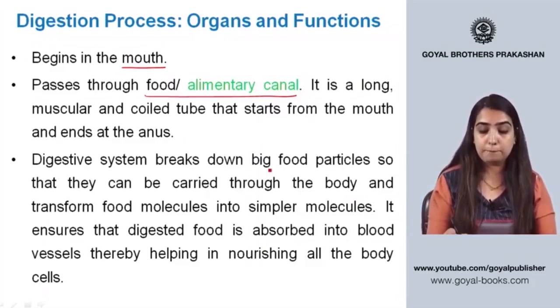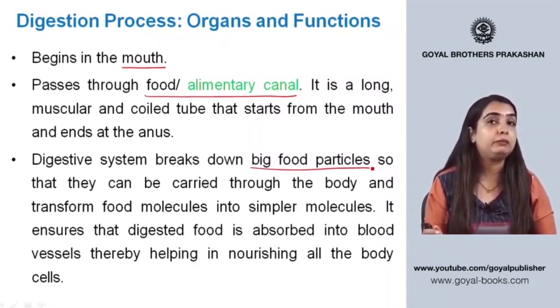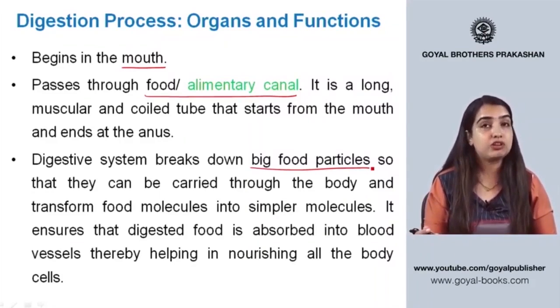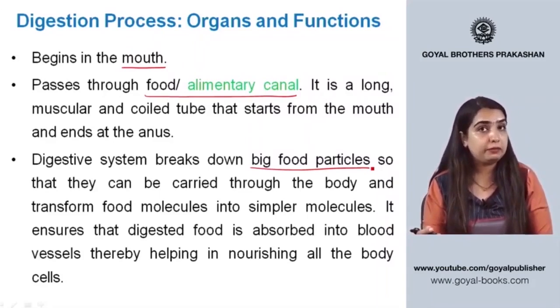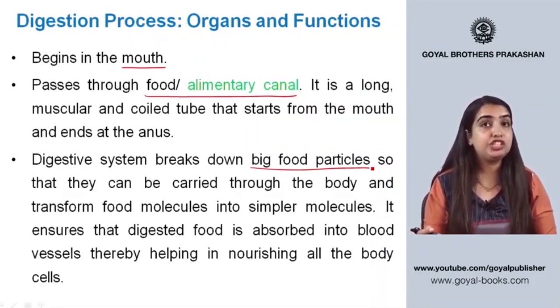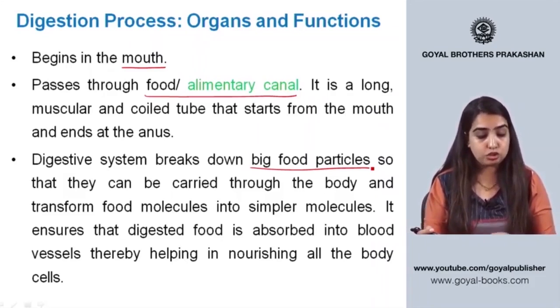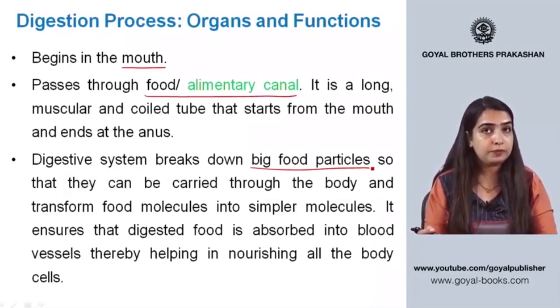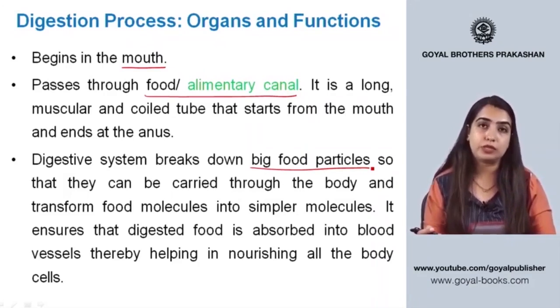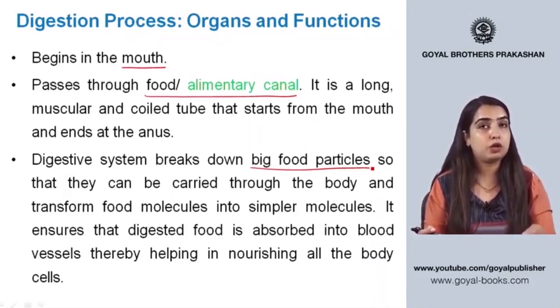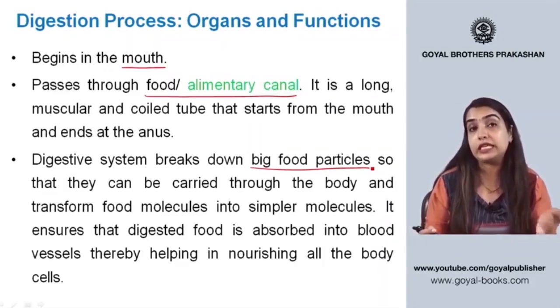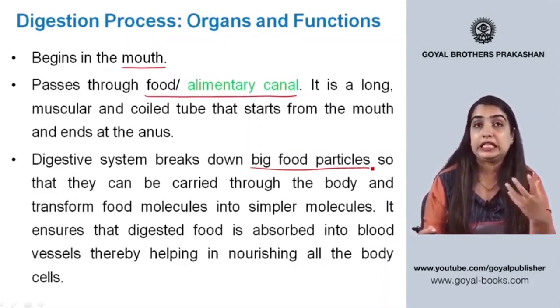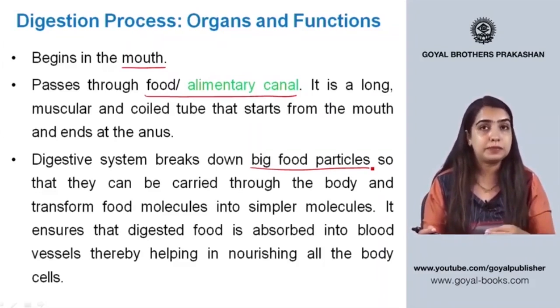The digestive system breaks down big food particles so that they can be carried through the body and transforms food molecules into simple molecules which then can be absorbed. This ensures that the digested food is absorbed, as I had just said, into the blood vessels which further help in nourishing all the body cells. Because after absorption comes the process of assimilation, wherein the digested food is incorporated into living cells and this is then used for various purposes in the body.